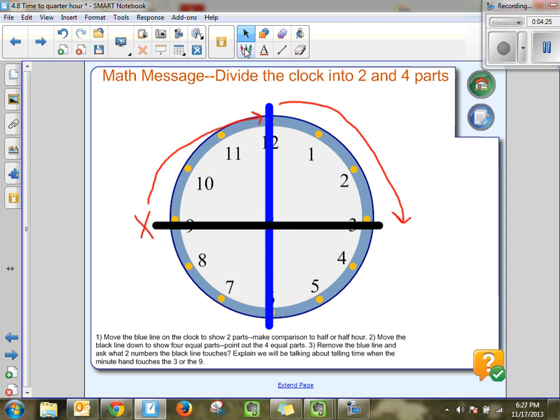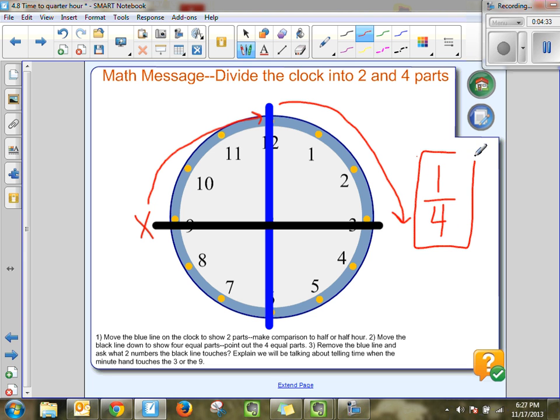Each piece, and the reason that we call it a quarter, is because it's 1 piece out of 4 total. And this fraction, which we'll learn about later this school year, stands for quarter. So that's how we actually get quarter hour. This piece right here is actually 1 piece out of the total 4 pieces that we have. 1, 2, 3, 4. This piece again would be 1 piece out of the 4.